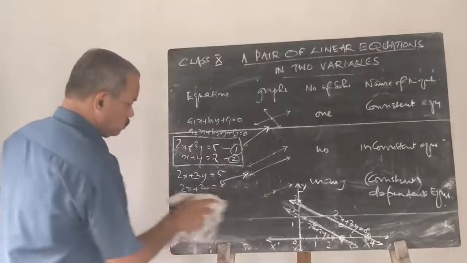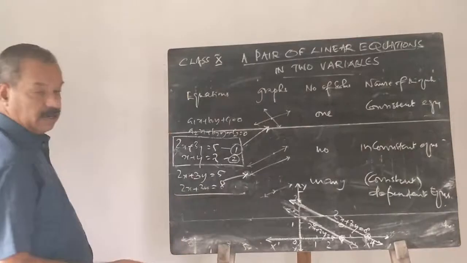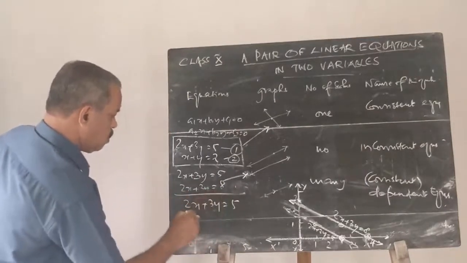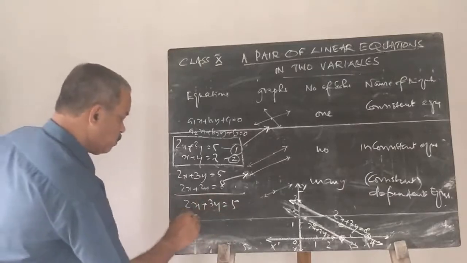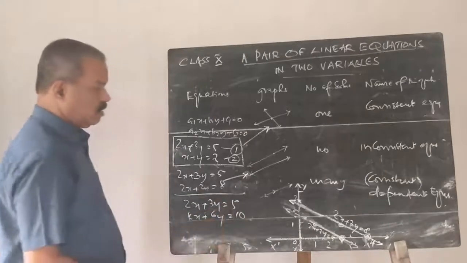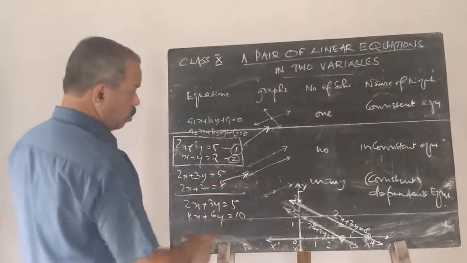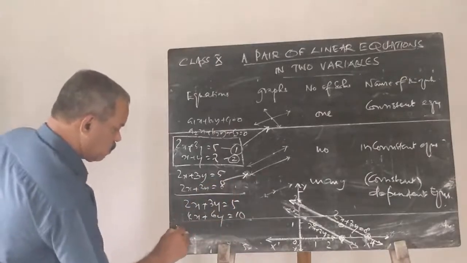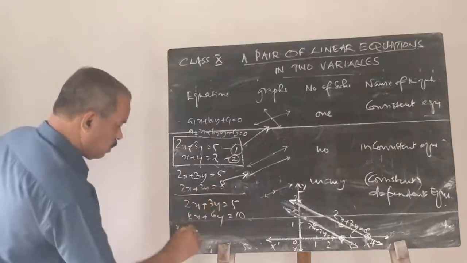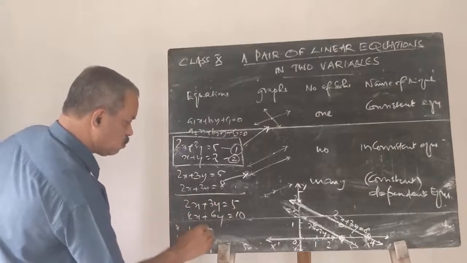Now, consider the third pair of equations in this manner: 2x plus 3y equal to 5 and 4x plus 6y equal to 10. What are the coordinates of these two equations? We can find them to draw the graph. In the first equation, x equal to 1, y equal to 1. And y equal to 0, x equal to 2.5.